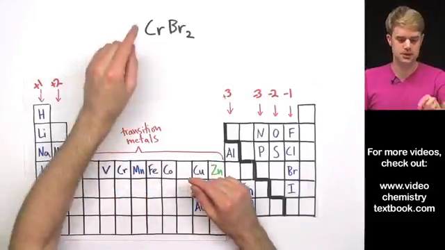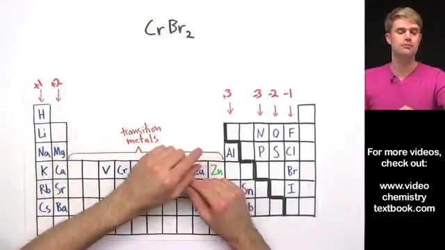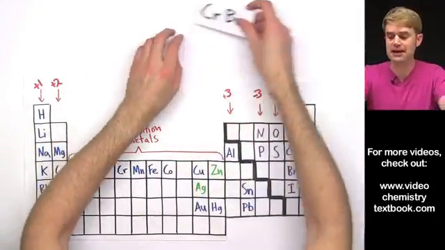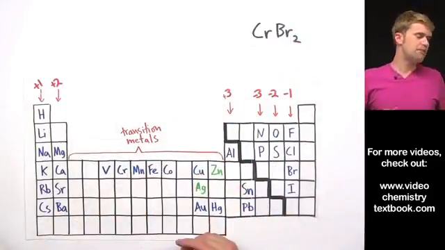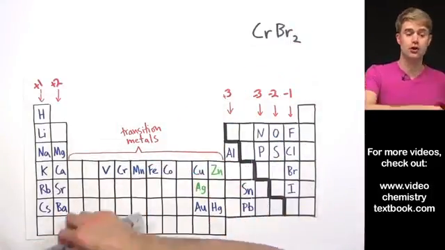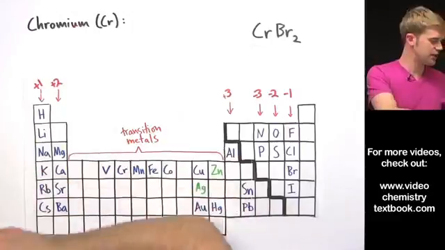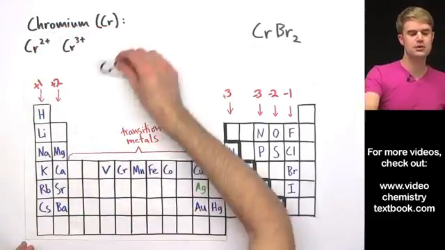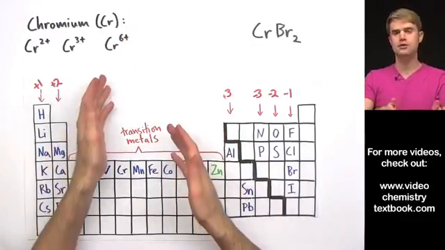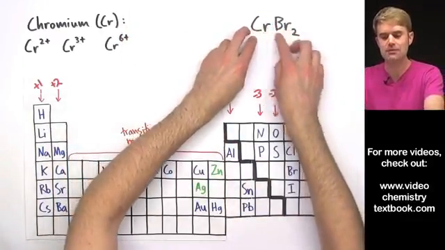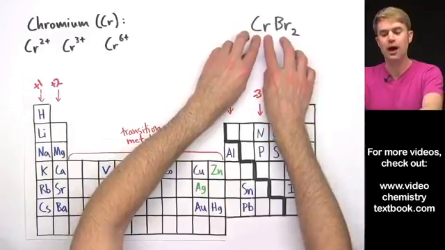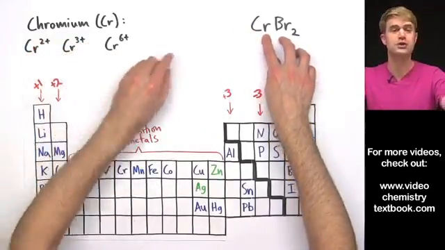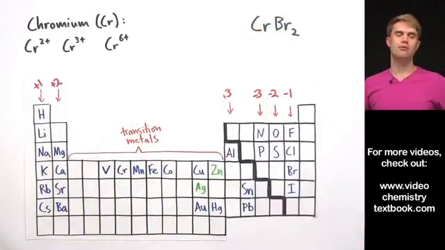Here's our first example, CrBr2. So Cr here is chromium. It's a transition metal. And like many transition metals, chromium can make a variety of ions with different charges. Chromium can make 3 ions. It can make Cr2+, Cr3+, and Cr6+. So when we name this compound, we have to figure out what charge chromium has here. It could be 2+, 3+, or 6+. Here's how we figure it out.